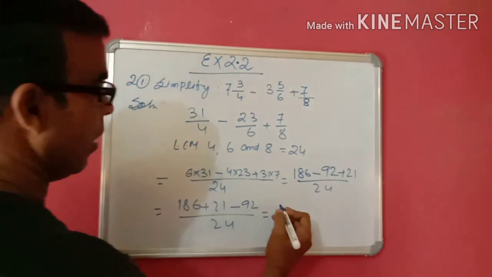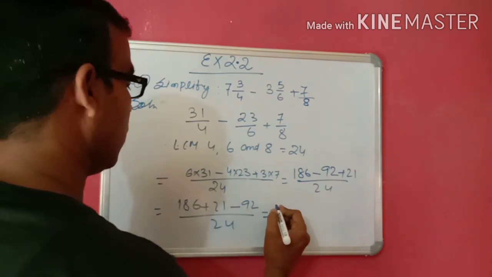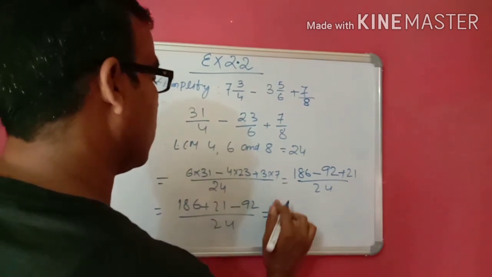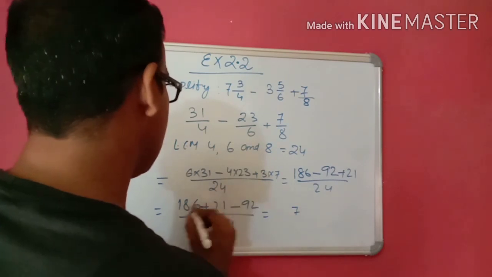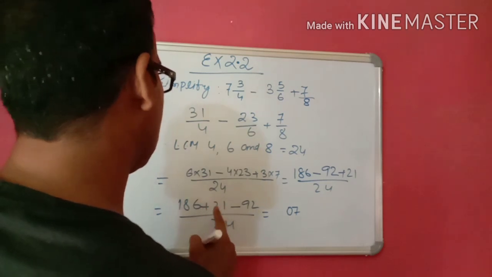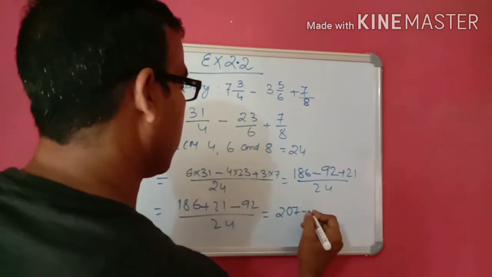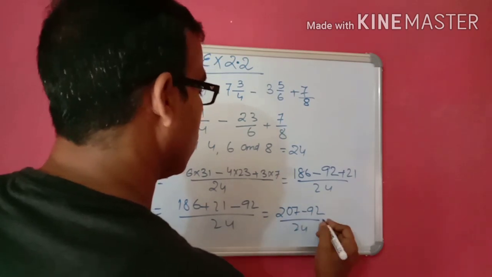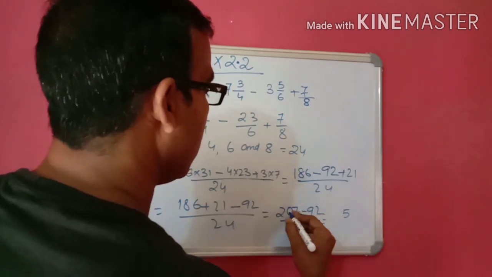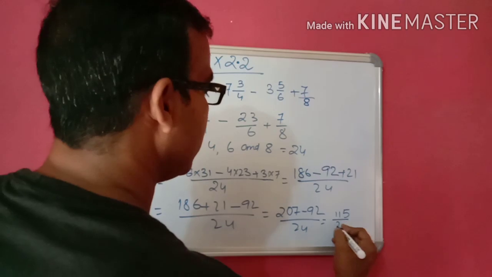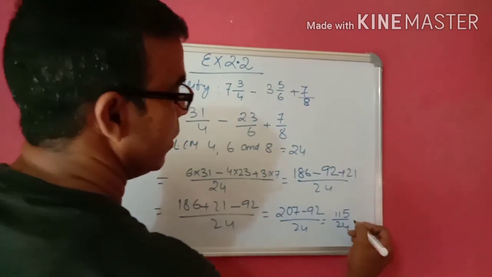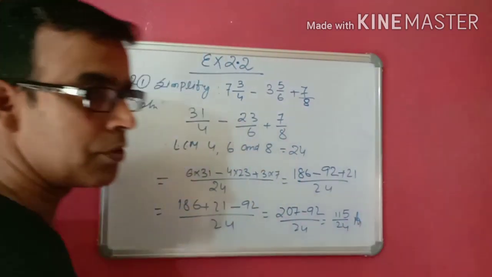After adding, I will get 207 minus 92 by 24. It will be what? 7 minus 2 means 5, and so on. This is 115 by 24. We cannot reduce it to lowest terms, so this will be our final answer.